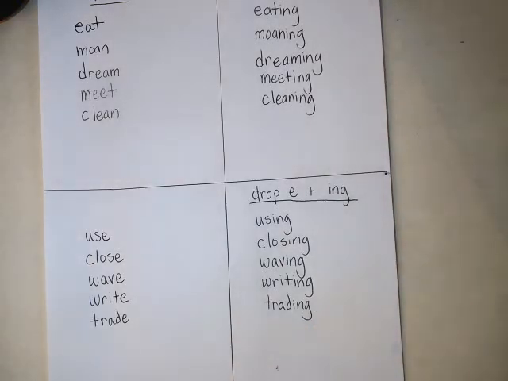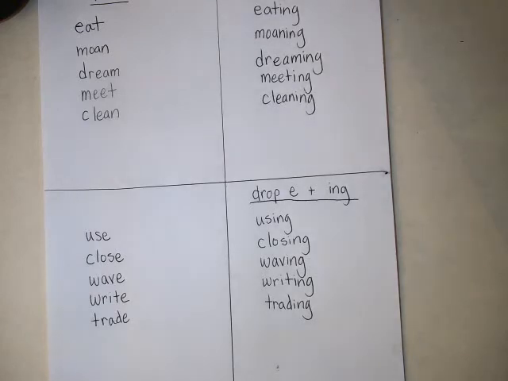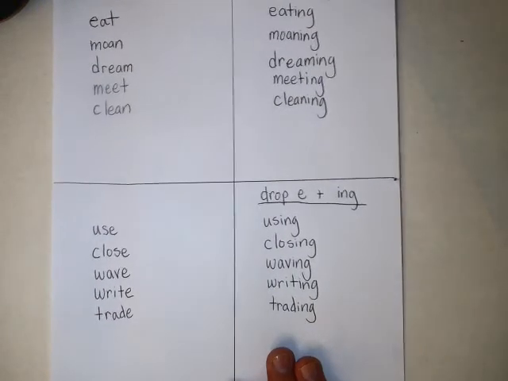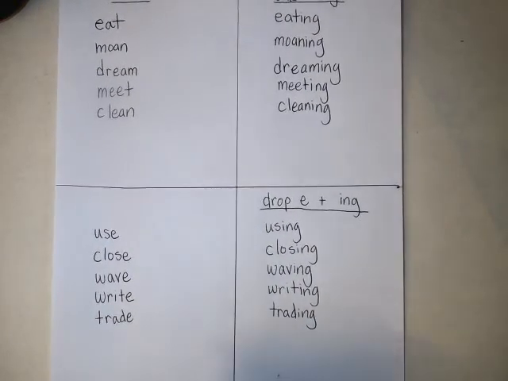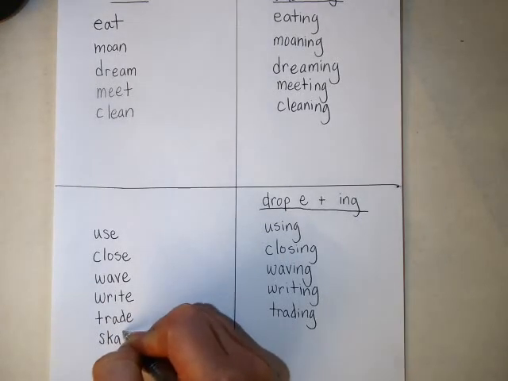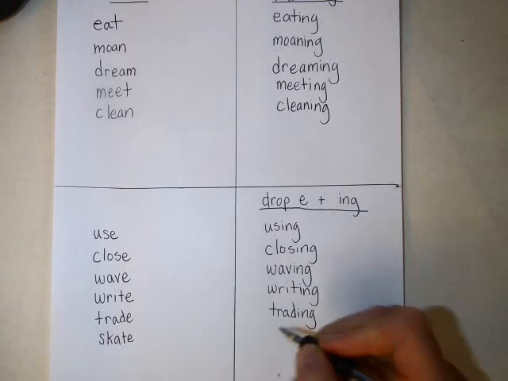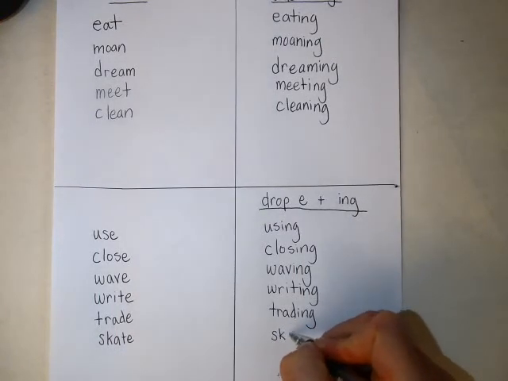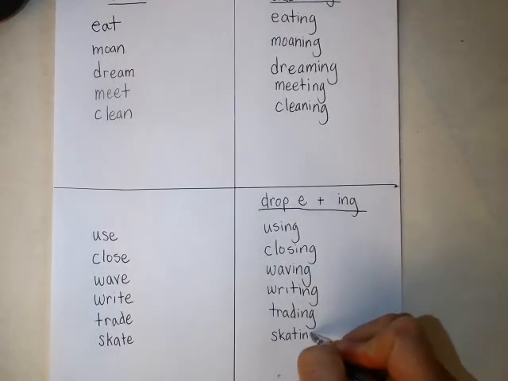Next one, skate and skating. Skate and skating. Do you like to skate? I am skating right now. Skate and skating. When you write skate, hopefully you saw there was an E on the end. Then you dropped it. And you changed it to skating.